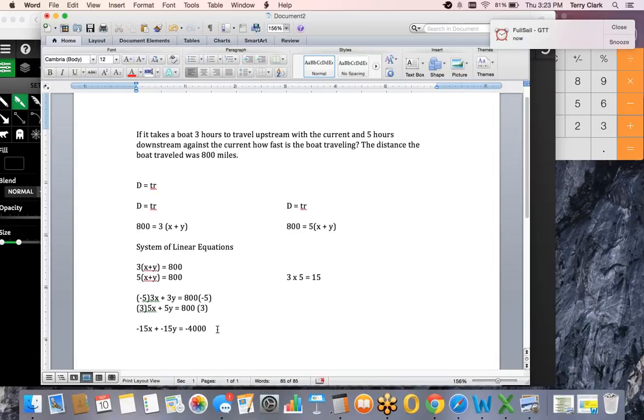Let me see. Yeah, you know why they're going to cancel out? Because of this right here. I messed this one up. Okay, so let me start over. Going upstream, I'm going to have to clean it up real good here. That's going to be upstream, so I'm going to have to add to take it upstream. Going downstream, I'm going to have to subtract, going against the current.